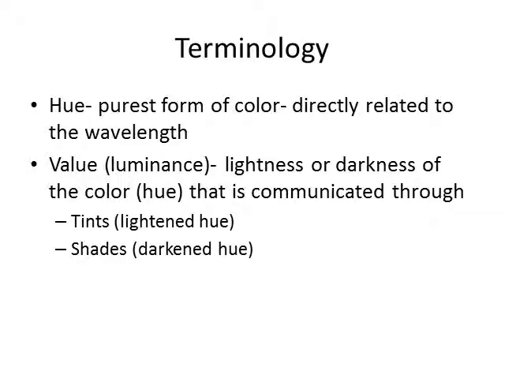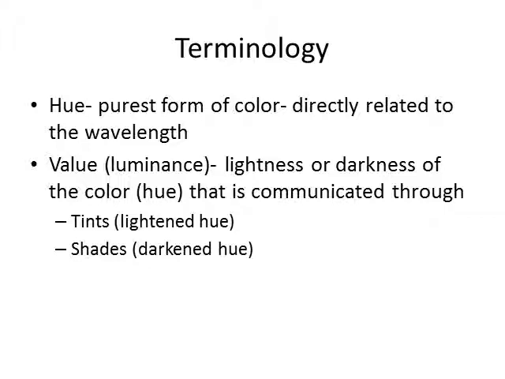Color terminology. We hear the word hue used quite a lot, and that is the purest form of a specific color, and it is directly related to the wavelength. We also hear the term value, the luminance, and basically that means the lightness or darkness of the color hue. And value is communicated through tints or shades.